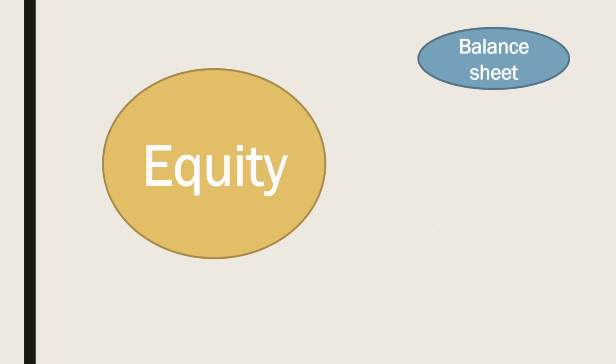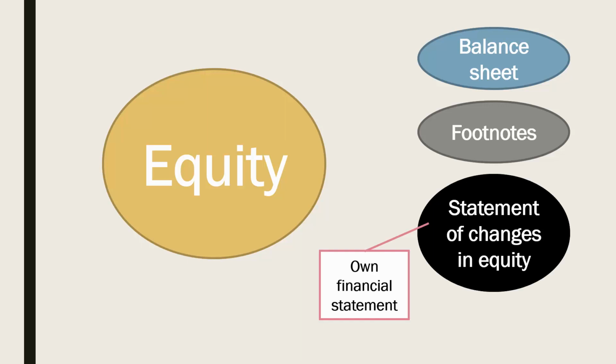The amounts of each type of equity are included in a firm's balance sheet each year. And various information is also included as footnotes in the financial statements. In addition, equity is a bit special as it has its own financial statement, the Statement of Changes in Equity.